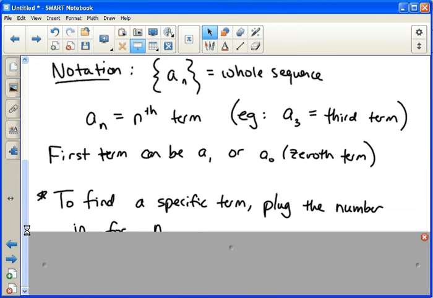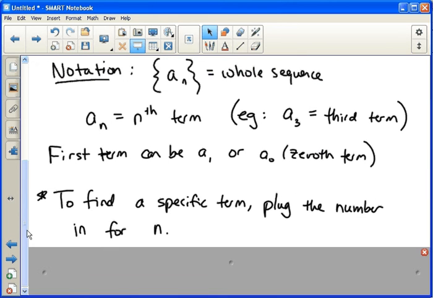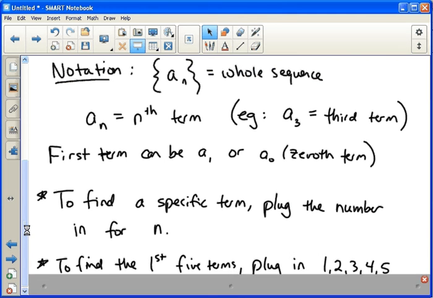Okay, and then two things you need to know how to do. Find a specific term. So if they give you an equation for a sequence and ask you to find a specific term, like find the 23rd term, all you do is plug in 23. So to find a specific term, plug the number in for n. So if they ask you to find the third term, you plug in 3. If they ask you to find the fifth term, you plug in 5. If they ask you to find the ninth term, you plug in 9, and so on. The other thing you will be asked to do is just find the first 5 terms.